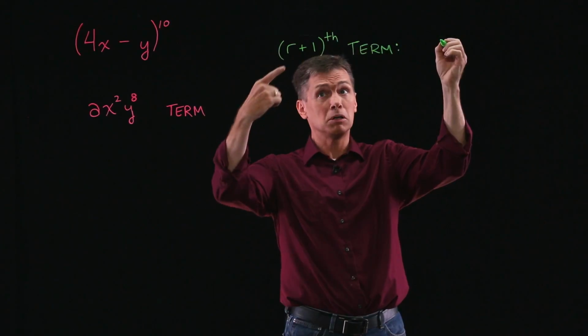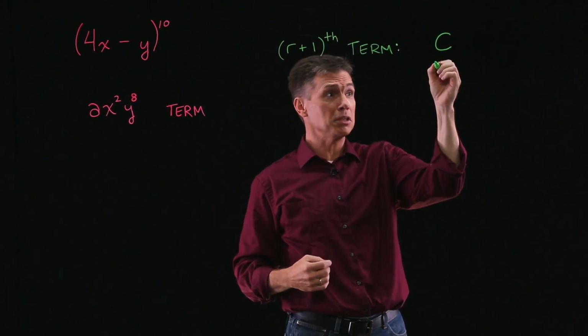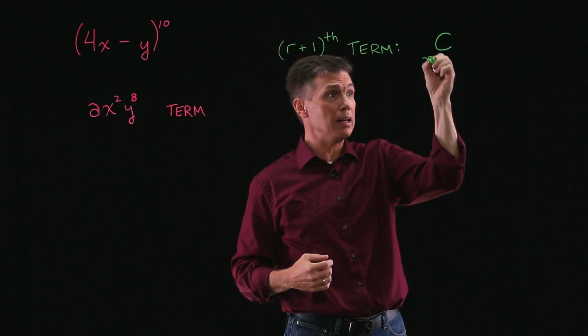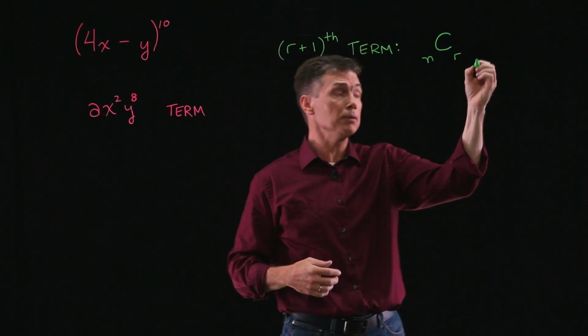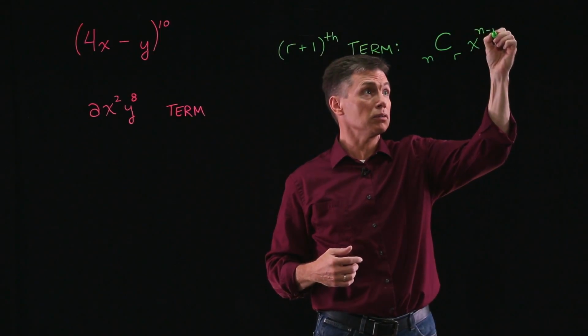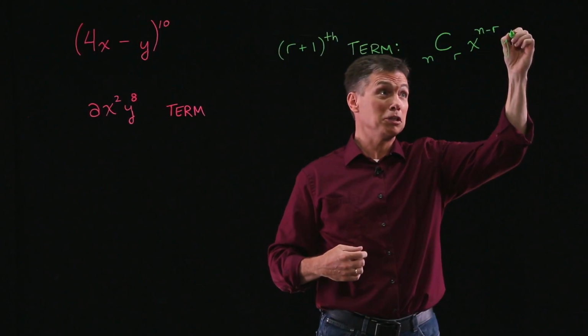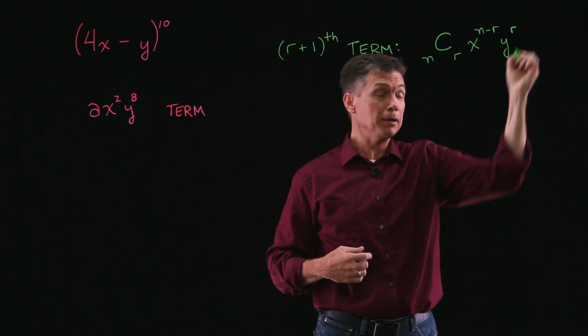Okay, so the r plus 1th term will always have that binomial coefficient with the subscripts of n and r in that order. And then x will be raised to the n minus r power, and y will be raised to the r power. Okay?